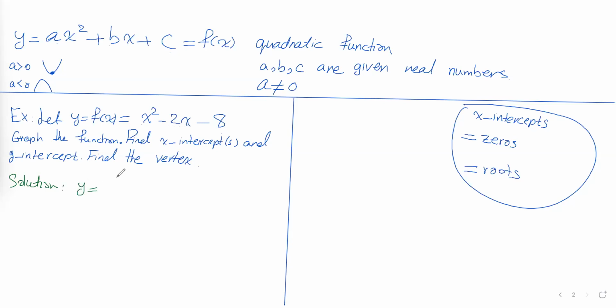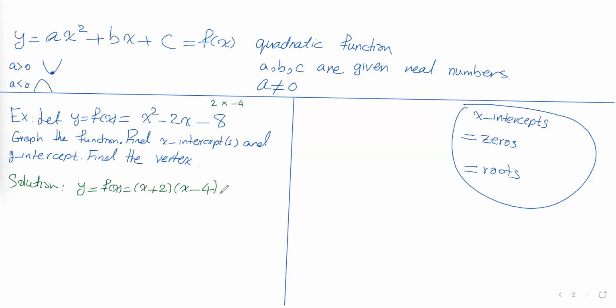So it's basically, you look at 8, negative 8. Negative 8 is 2 times negative 4, and 2 plus negative 4 is negative 2. So 2 and negative 4 works. This means that I can factorize my function as x plus 2 times x minus 4. Okay. Do you guys understand this?